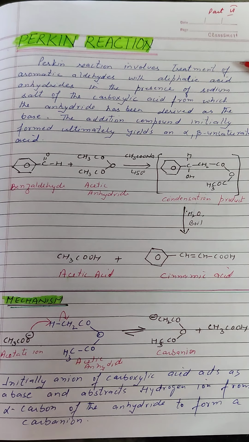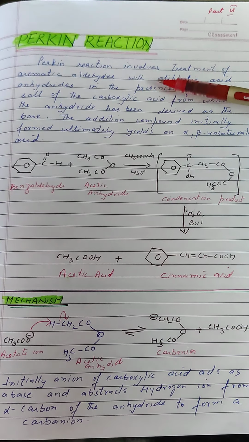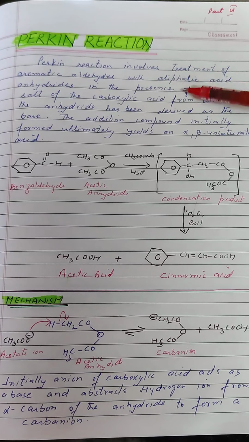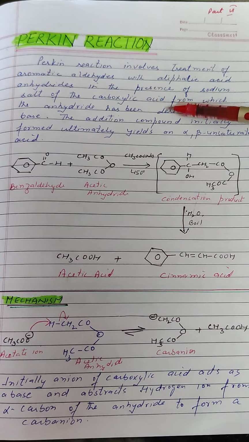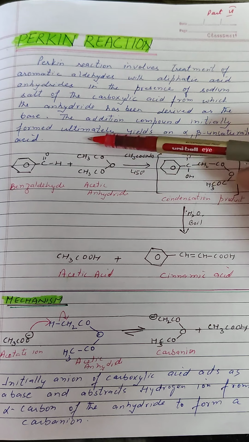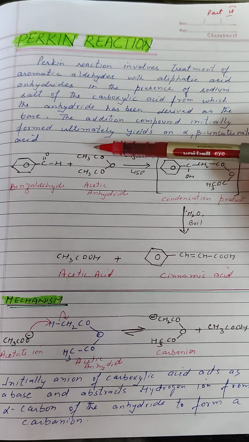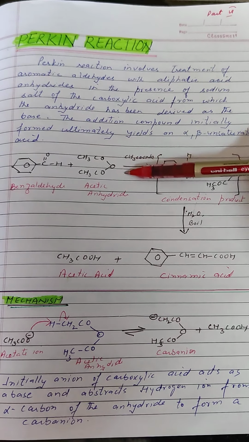Perkin reaction involves treatment of aromatic aldehyde. Here we have taken benzaldehyde as example with aliphatic acid anhydrides in presence of sodium salt of carboxylic acid from which the anhydride has been derived as the base. Here we have taken acetic anhydride in this particular example. Acetic anhydride is a derivative of acetic acid. So we must use the salt of acetic acid. Here we are taking sodium salt of acetic acid.